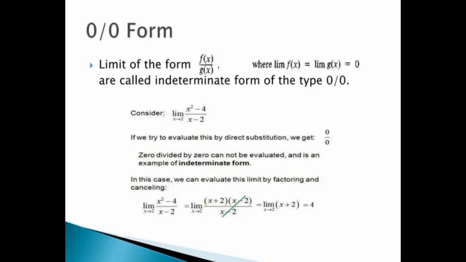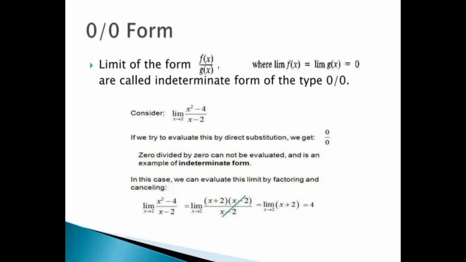So consider this example: the limit as x approaches 2 of x squared minus 4 over x minus 2. If we try to evaluate this by direct substitution, we get 0 over 0. So 0 divided by 0 cannot be evaluated, and this is an example of an indeterminate form.